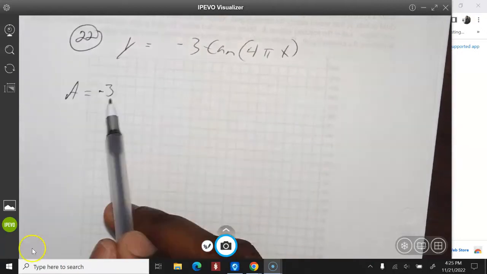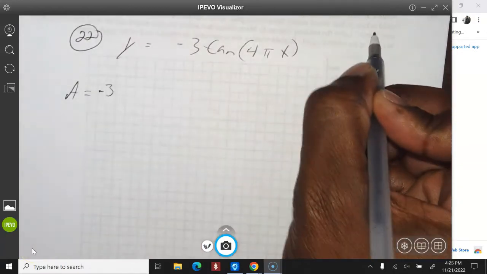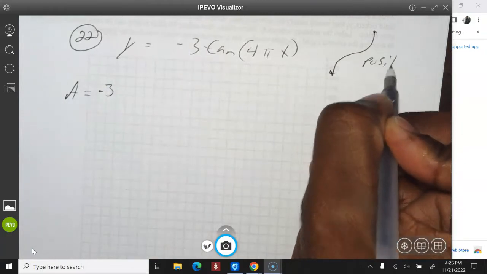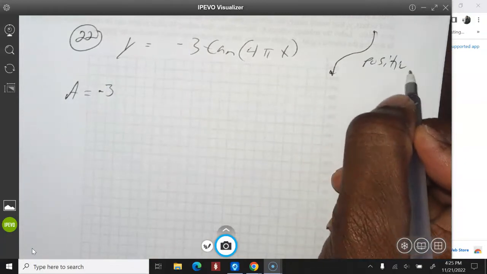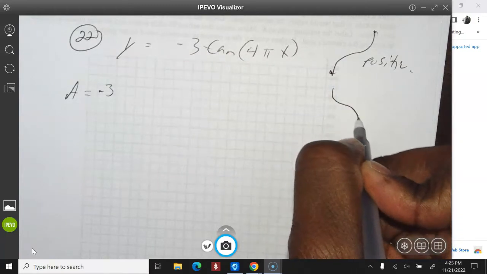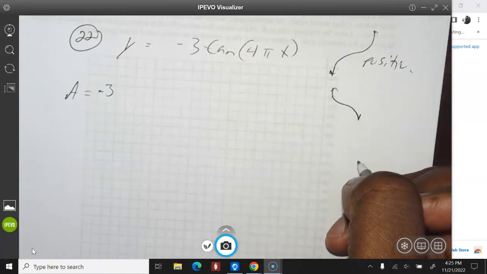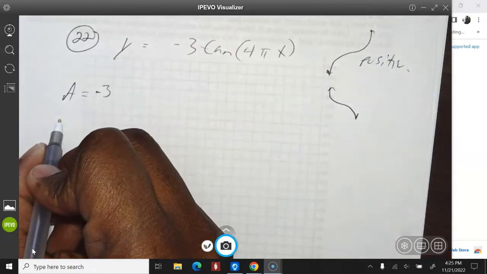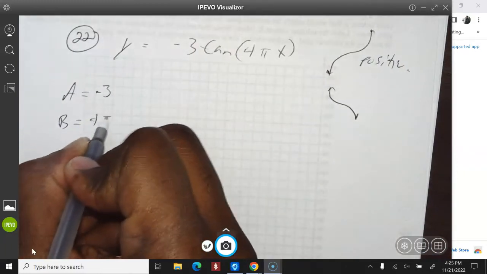I made sure in this case, A is -3. So instead of the tan curve looking in this direction, which is positive 3, I know by making it negative, it's going to look reversed. You can have all the characteristics of 3, but it's going to be reversed. So I know A is negative 3. I know B is 4 pi.